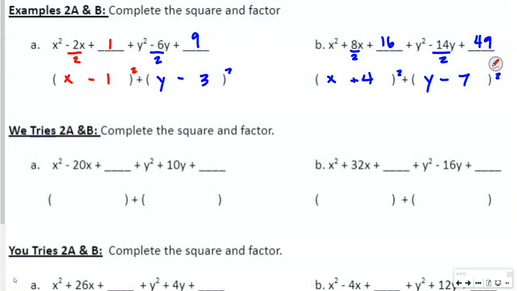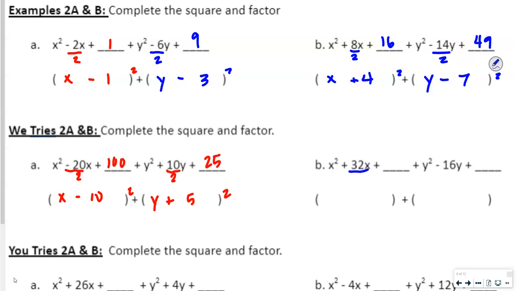So the more you do something, the better you get at it, right? So divide this by 2, x minus 10. 10 times 10 is 100, right? Divide the 10 by 2, that's going to be y plus 5 squared, and 5 times 5 is 25, okay?